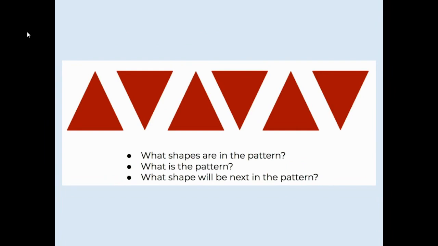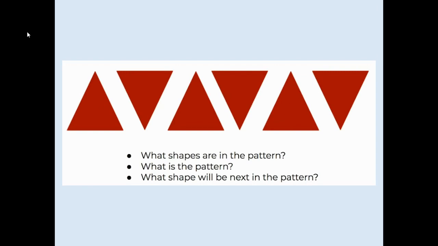Right, what shapes are in the pattern here? That's right, they're triangles. Now, what is the pattern? Triangle and upside down triangle. Now, what shape will be next in the pattern?